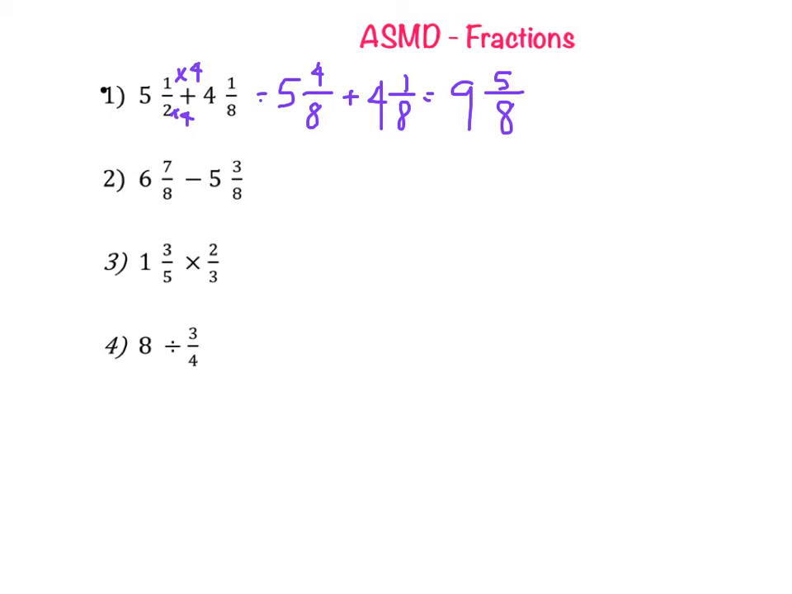Now, same thing with subtracting fractions. You have to have a common denominator. Here, I'm already given a common denominator, so that means I can just subtract. 6 minus 5 is 1. 7 minus 3 is 4. 1 and 4/8. That reduces down to 1 1/2.